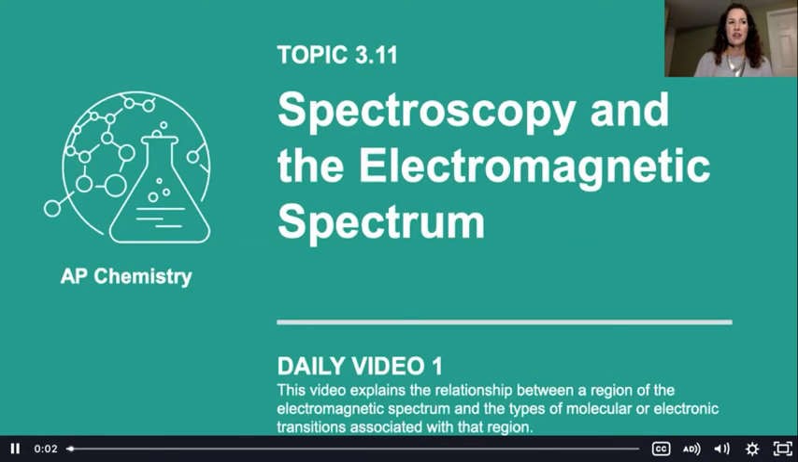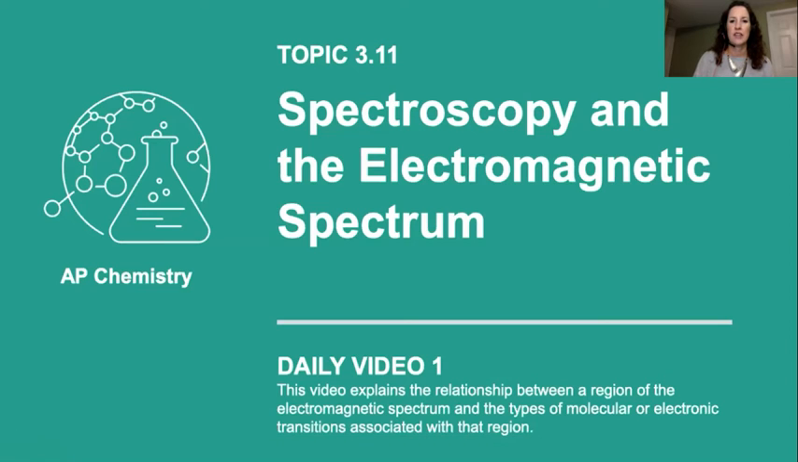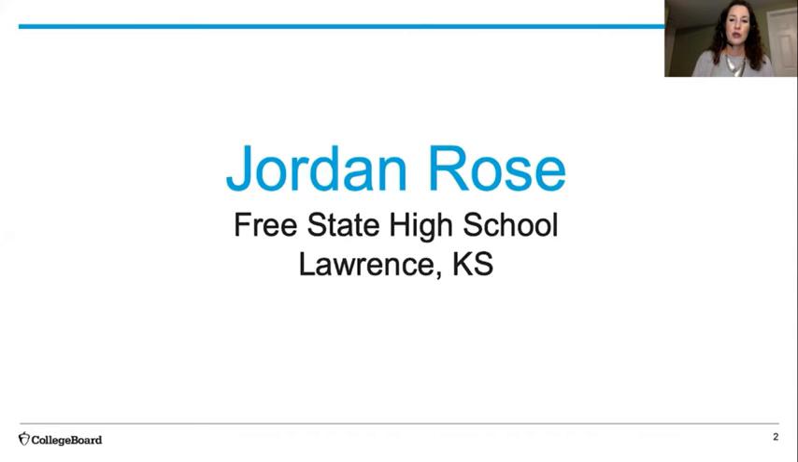Welcome to AP Daily for AP Chemistry, topic 3.11, Spectroscopy and the Electromagnetic Spectrum. In this video, we will be talking about the relationship between regions of the electromagnetic spectrum and the types of molecular or electronic transitions associated with those regions. My name is Jordan Rose, and I teach at Free State High School in Lawrence, Kansas. I'm excited to be here with you today.